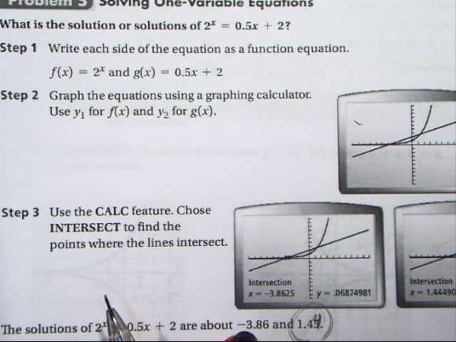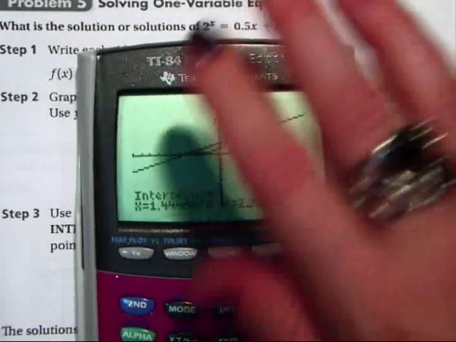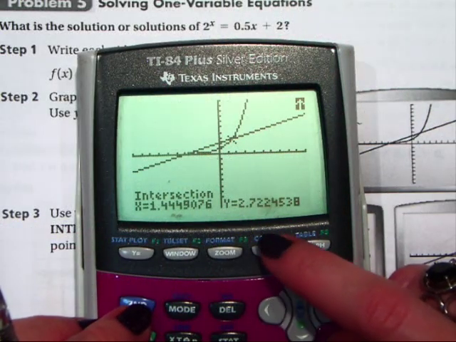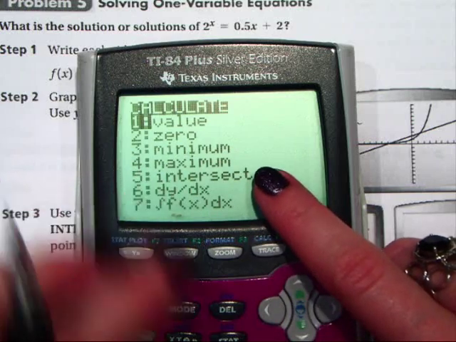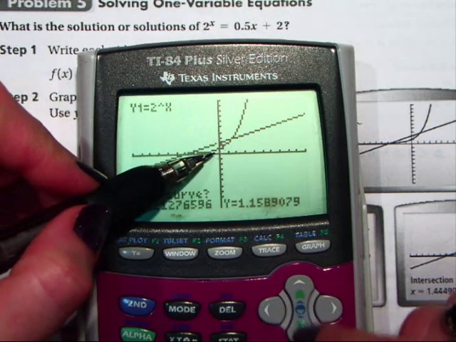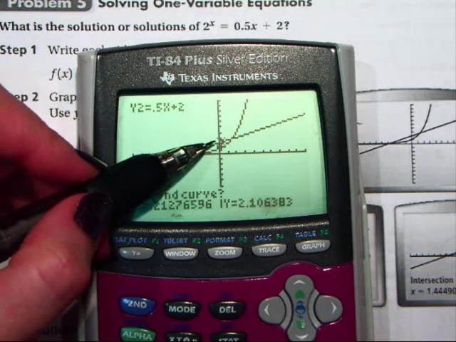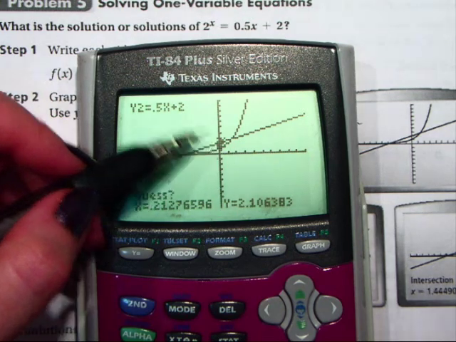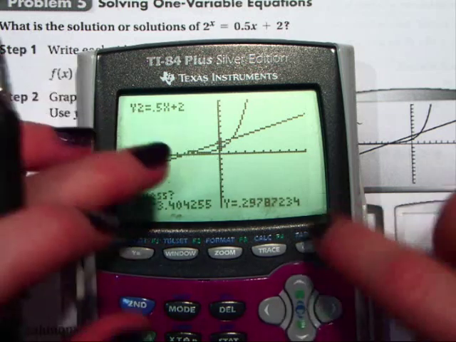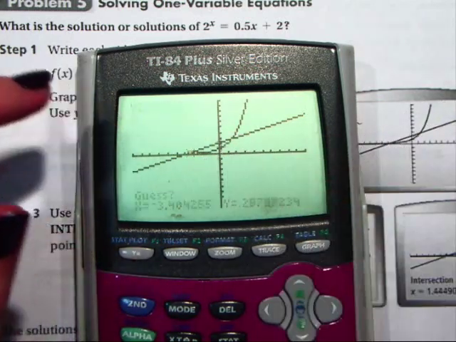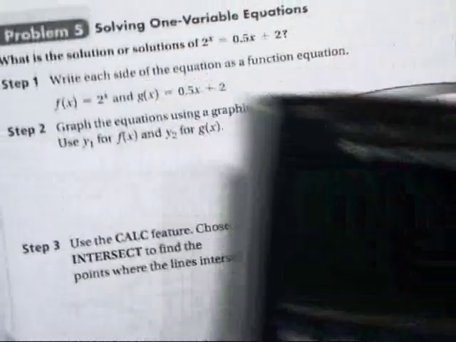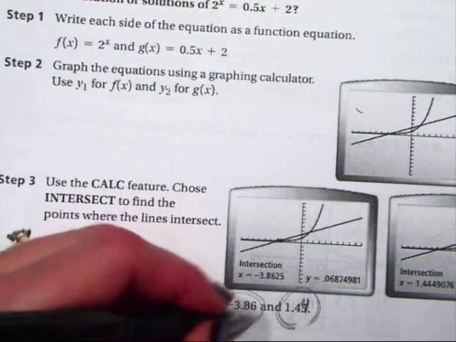Let me show you how to get this negative 3.86. Ready? We do the same buttons. Second, this calc above the trace. Number 5. If you want to scroll down, see how it's blinking on the curve, you hit enter. See how it's blinking on the straight line, you hit enter. But this time we need to move over here to take our guess. So I'm moving to the left one. I already did this one, now I need to do this one. And that is how you get this answer of negative 3.86. And you can see it right there, negative 3.86.